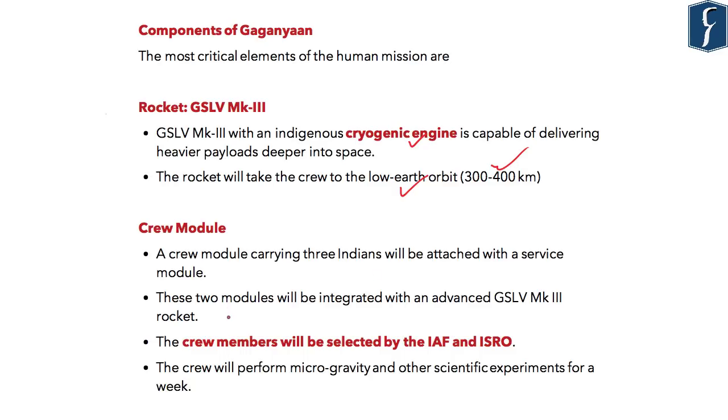Now, as far as the crew module is concerned, this will be the capsule in which our astronauts will be carried into low Earth orbit. So the rocket is going to carry two kinds of modules. The first is the crew module and the second is the service module. Now this service module will carry many other technologies and safety features which are designed to protect the crew module, and the crew module in itself will house the astronauts.